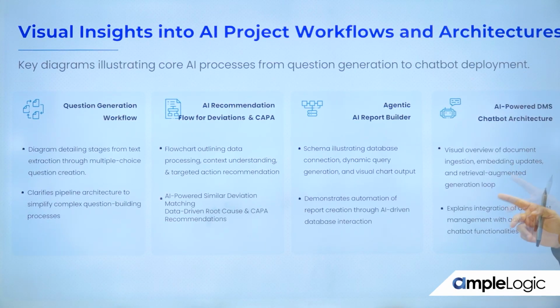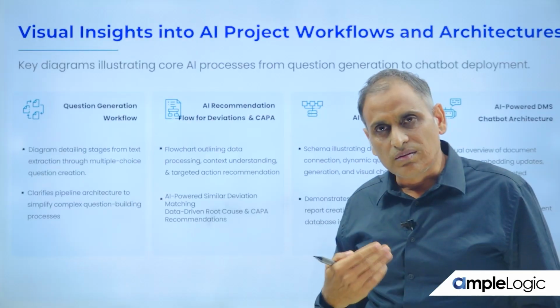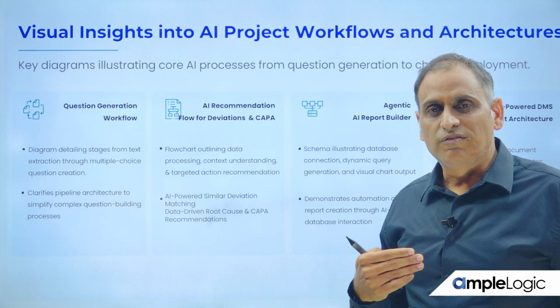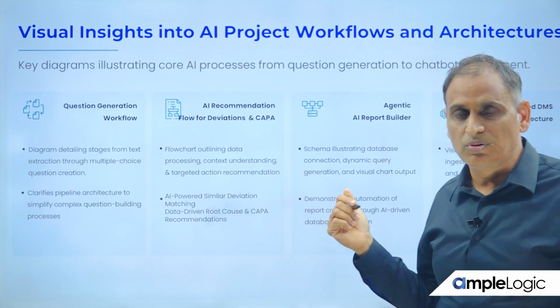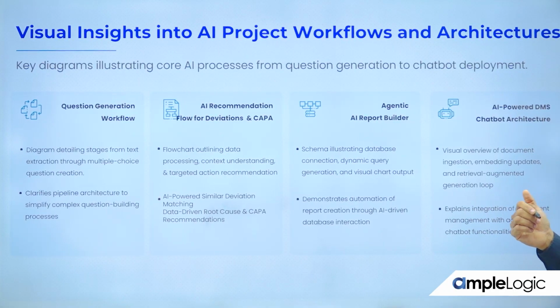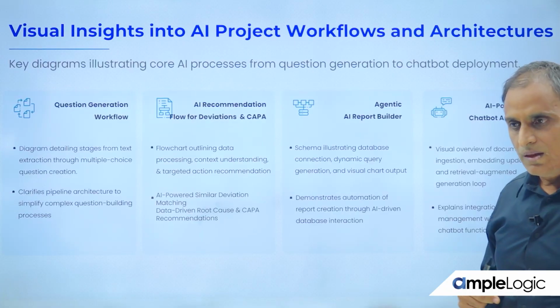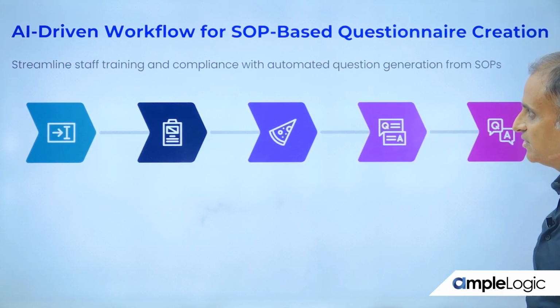And the fourth one is the AI powered DMS chatbot. How we can minimize the effort of searching the documents for a specific business problem. That is what we are going to talk about in the AI powered DMS chatbot. So let me go on to the respective examples.